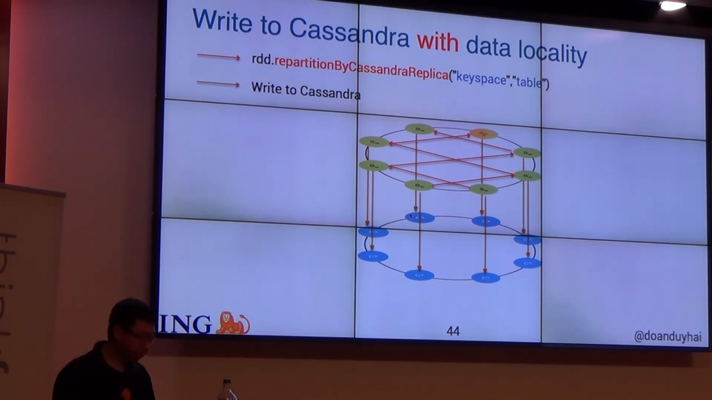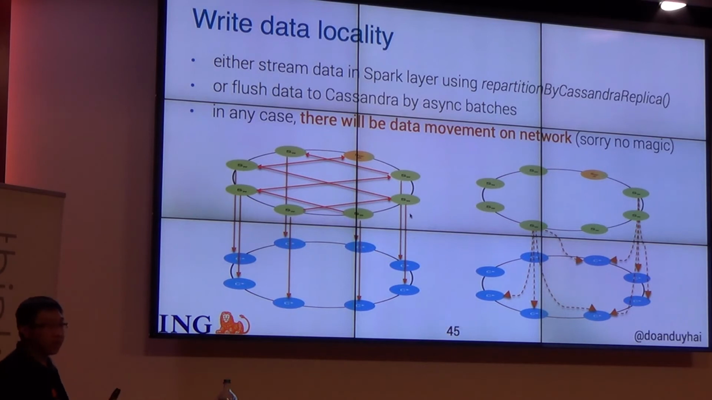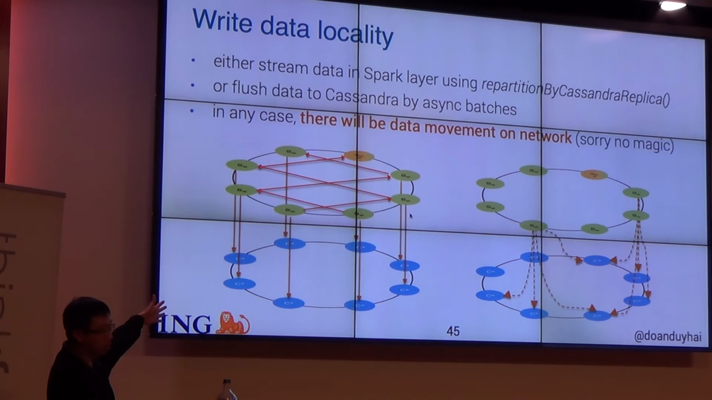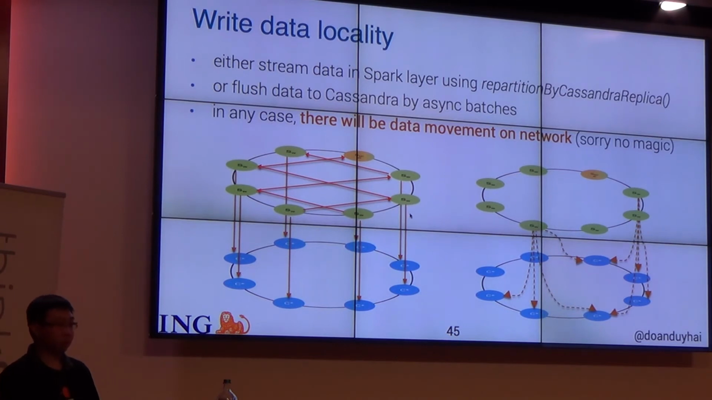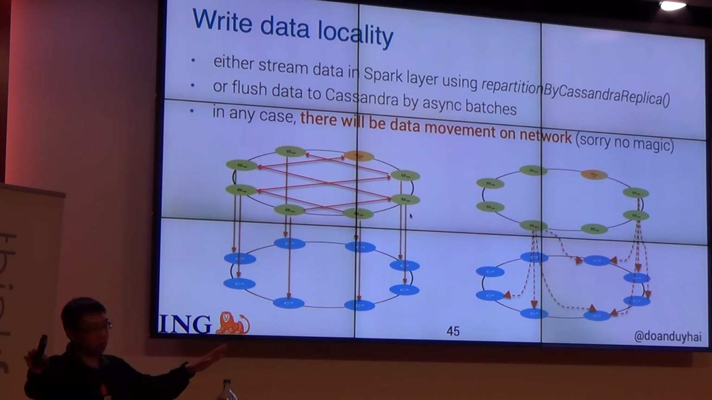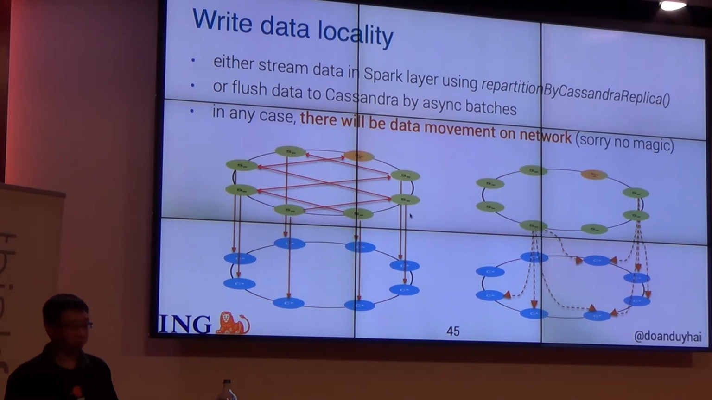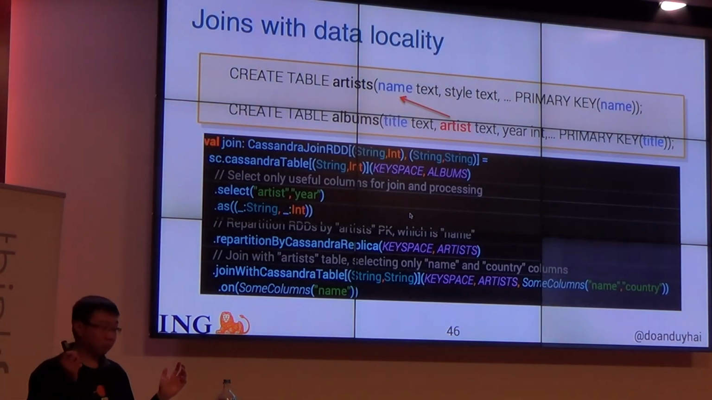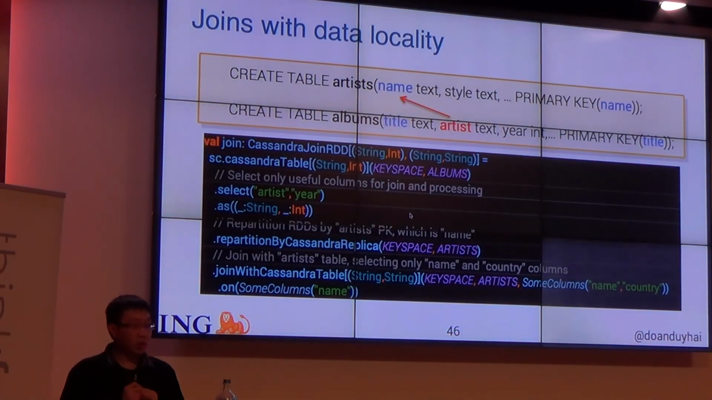There is no magic. So, in both cases, whether you repartition before or not, there will be data moving on the network. There is no magic. Okay? But it is a little bit better to do it like this, because you may save some network bandwidth, whereas here on the right, it will fan out on every node. We can perform joins in Spark with data locality.